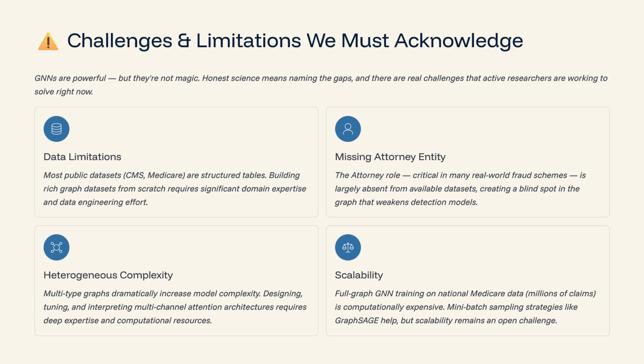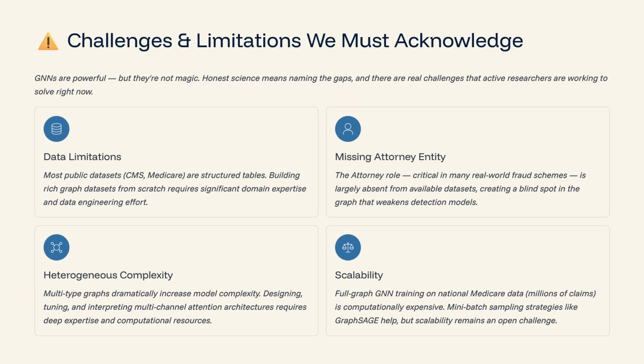And second is the missing attorney entity, which is a specific but important gap. In many real-world fraud schemes, an attorney plays a central coordinating role, yet this entity is largely absent from available datasets. That's a genuine blind spot that weakens detection models in ways that are hard to quantify.